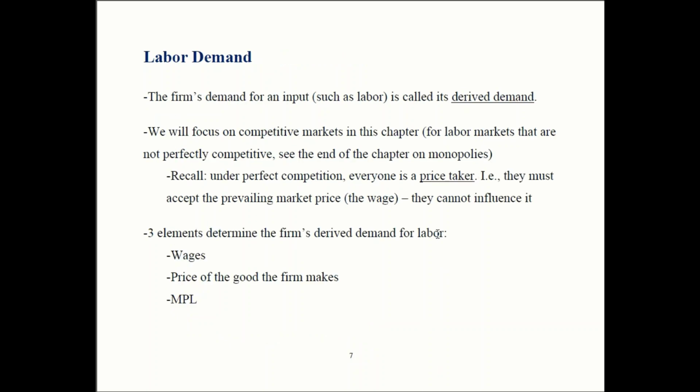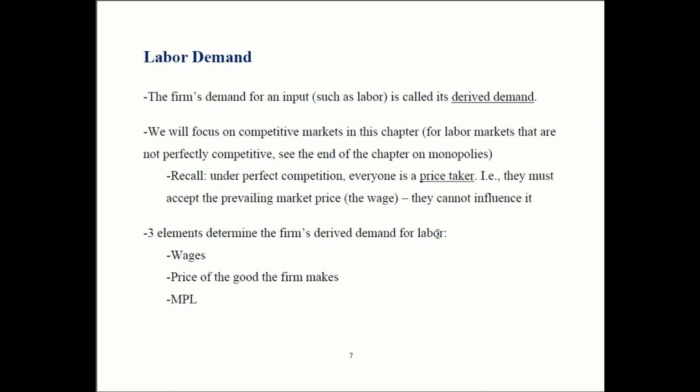Alright, so enough of the review. Let's go on and look at some new stuff. So the firm's demand for labor is called its derived demand. We call it derived because this demand is derived from the firm's production function and from the market for its output good. So this demand curve doesn't just come out of nowhere. It's derived. It comes from somewhere else.